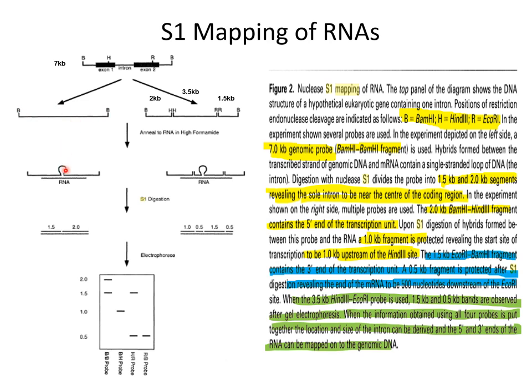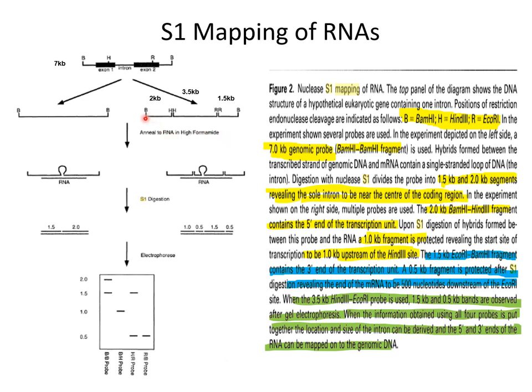So you hybridize it to the RNA fragment you want to study. This is the transcript you want to study. When you hybridize it, you'll get this loop. This loop represents the intron. You treat with S1 nuclease and there'll be digestion in the middle, resulting in smaller fragments. That means two fragments. When you use this probe, you get two fragments, one which is 2 kb and one which is 1.5 kb. So the 1.5 kb and 2 kb fragments reveal that the intron is present in the center of the coding region.